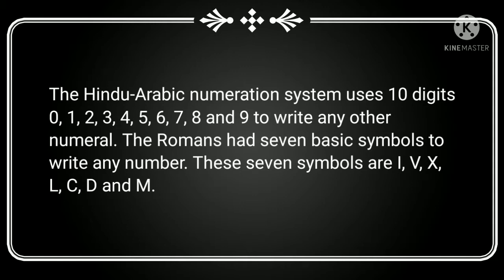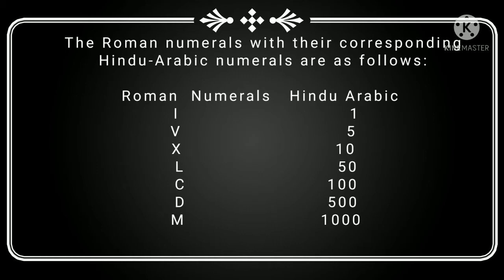The Romans had 7 basic symbols to write any number. These 7 symbols are I, V, X, L, C, D and M. The Roman numerals with their corresponding Hindu-Arabic numerals are as follows. I for 1, V for 5, X for 10, L for 50, C for 100, D for 500 and M for 1000. These basic Roman symbols are combined in a specific manner to form other Roman numerals.